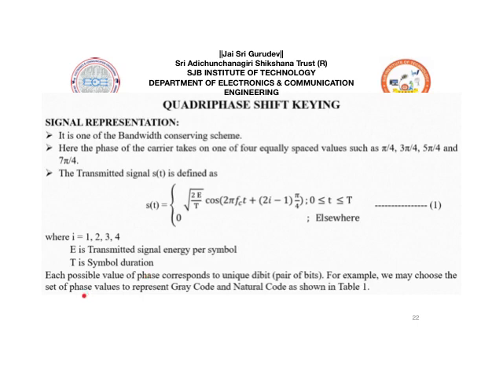As I mentioned, in QPSK, each possible value of the phase corresponds to a unique dibit. A dibit is nothing but a pair of bits. 2 bits will be used to represent each possible value of the phase. For example, we may choose the set of phase values to represent the gray code and natural code.